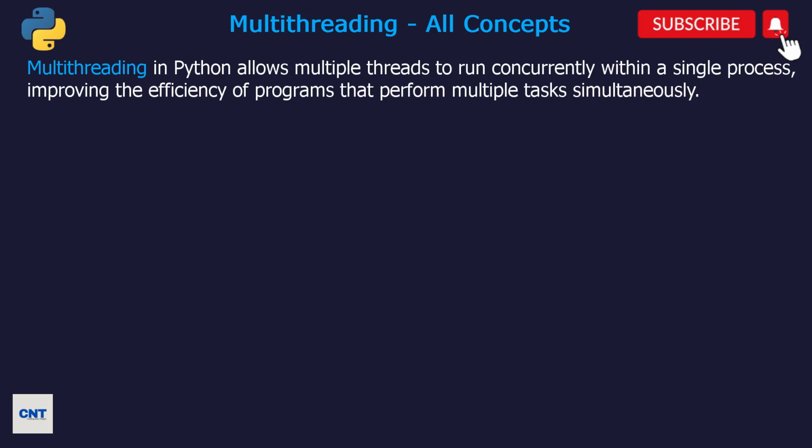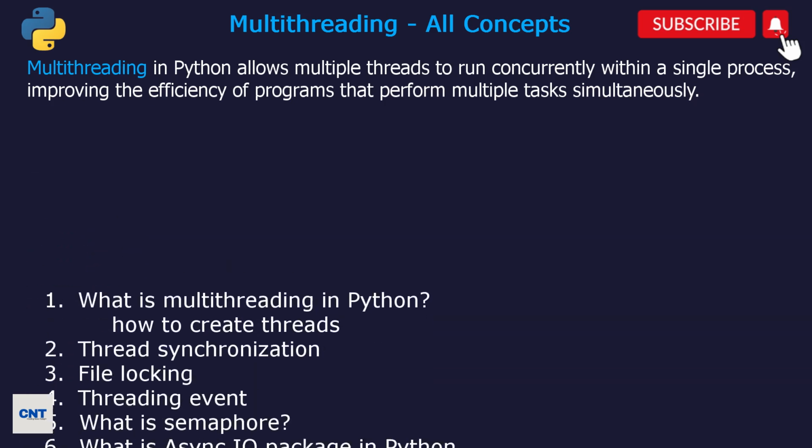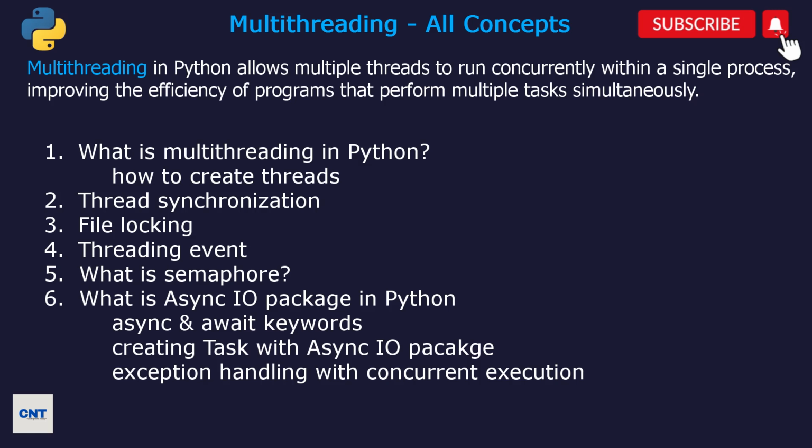Multithreading in Python allows multiple threads to run concurrently within a single process, improving the efficiency of programs that perform multiple tasks simultaneously. Here are some key points to understand multithreading in Python. What is multithreading in Python? How to create threads? Thread synchronization, while locking, threading events, what is Semaphore, what is Async IO package in Python.